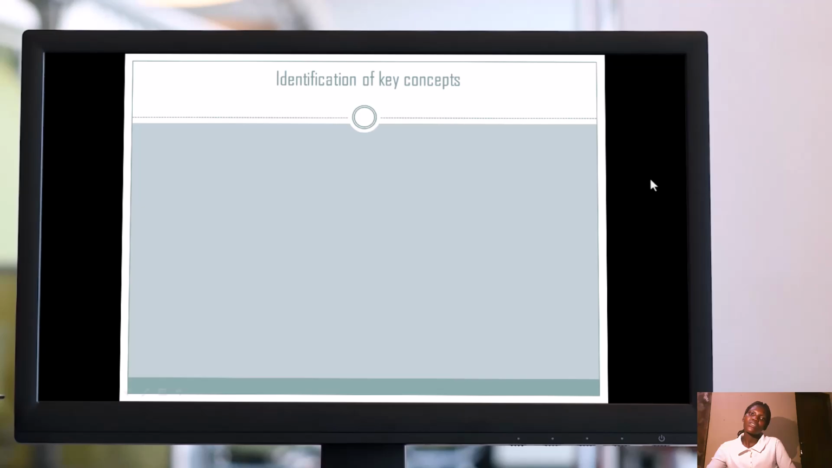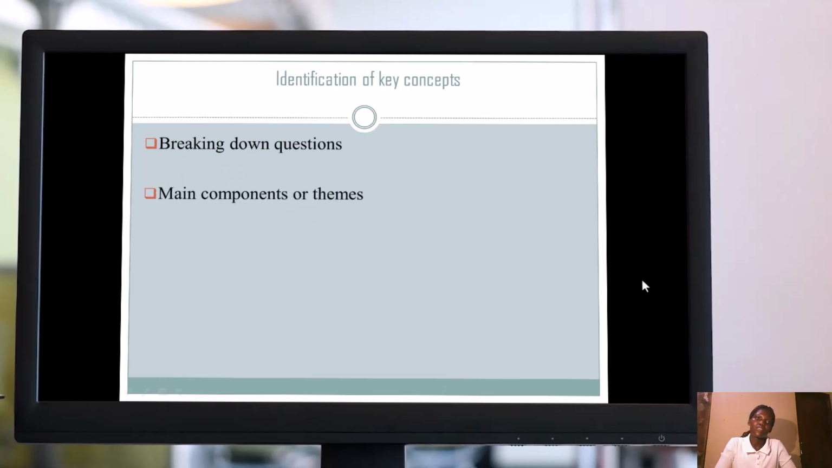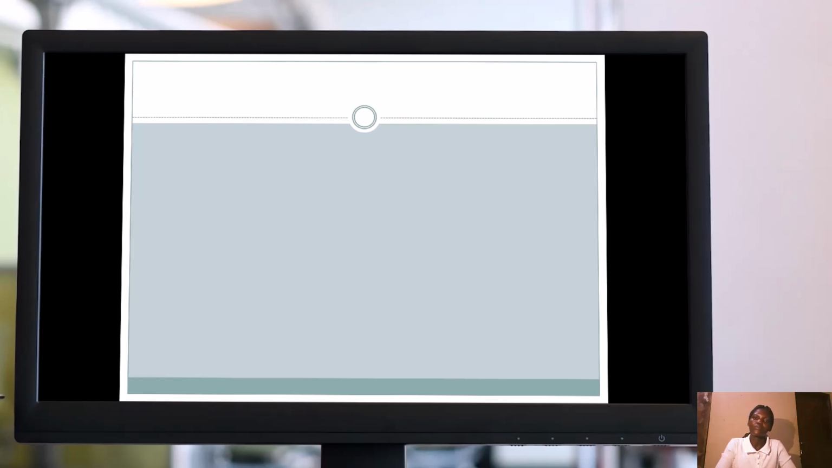Then for our case, we have the identification of key concepts. There is breaking down questions, then you see the main components or themes, and then the examples. Identification of the key concepts.